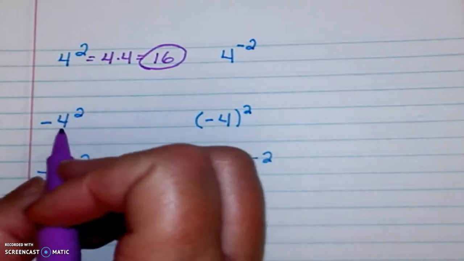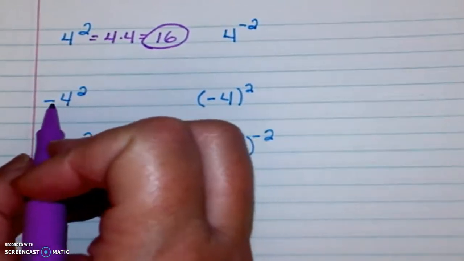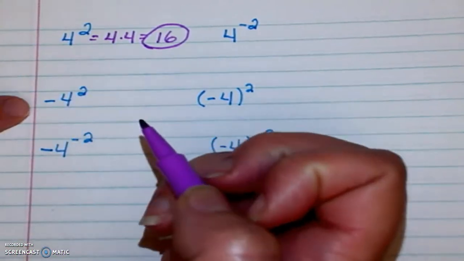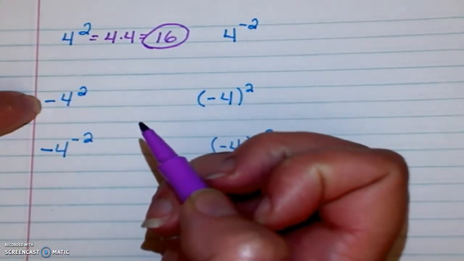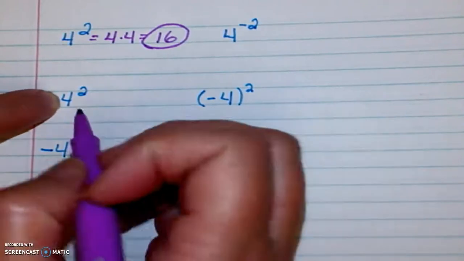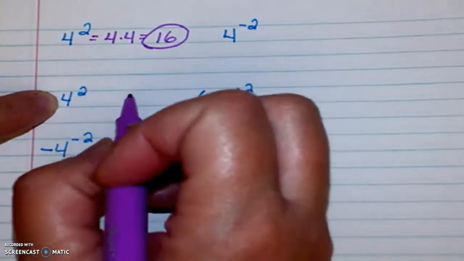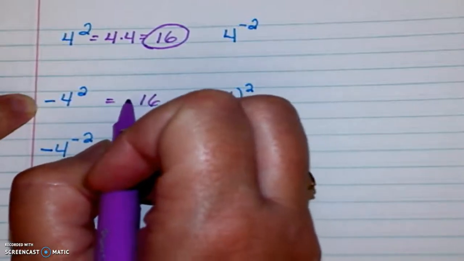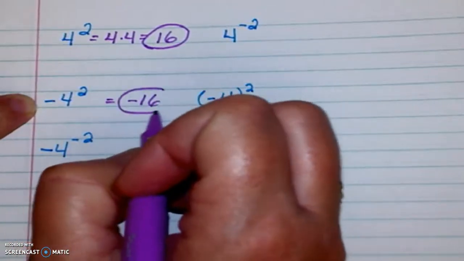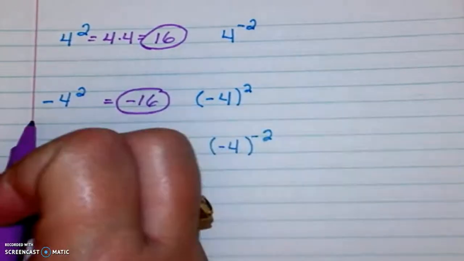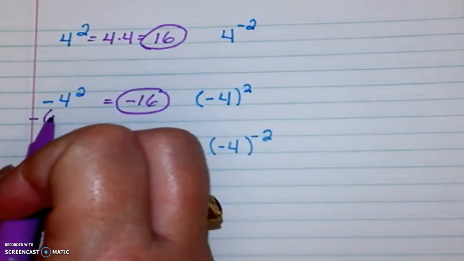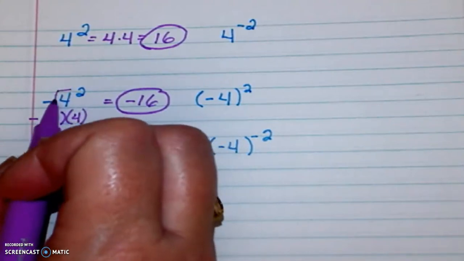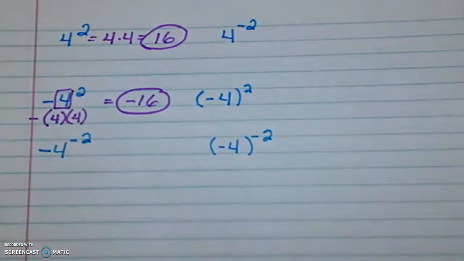How this problem is actually read is it is the opposite of 4 squared. So one thing that they tell you to do sometimes is if that is not in parentheses, you cover it up and you say 4 squared is 16, and then you have that negative sign in front. It is the opposite of 4 squared. It means the opposite of 4 times 4. The base that is being raised to that exponent is just 4.